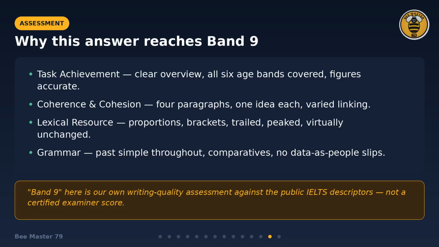Why this answer scores at the top? Task achievement. There is a clear overview and all 6 age bands are covered with accurate figures. Coherence, 4 paragraphs, 1 idea each. Lexical resource, proportions, brackets, trailed, peaked, virtually unchanged. And grammar, past simple throughout, with comparatives handled correctly. One honest note. Band 9 here is our own assessment of the writing against the public IELTS descriptors. It is not a certified examiner score.